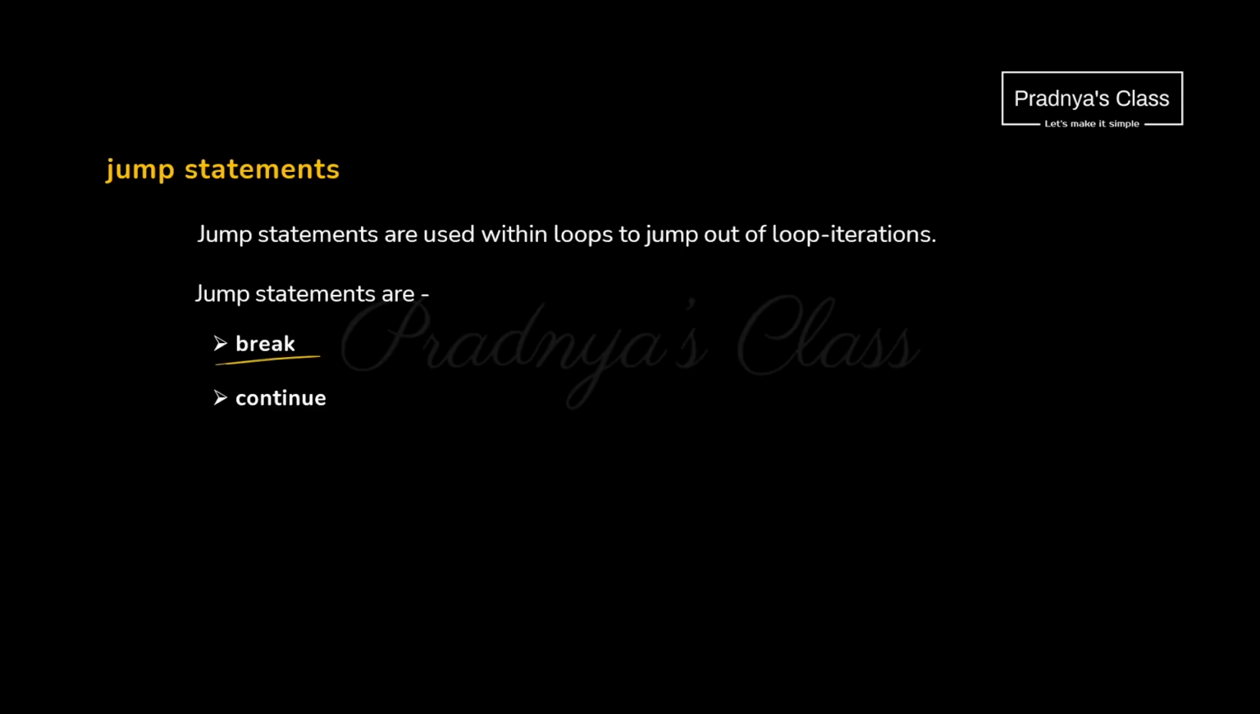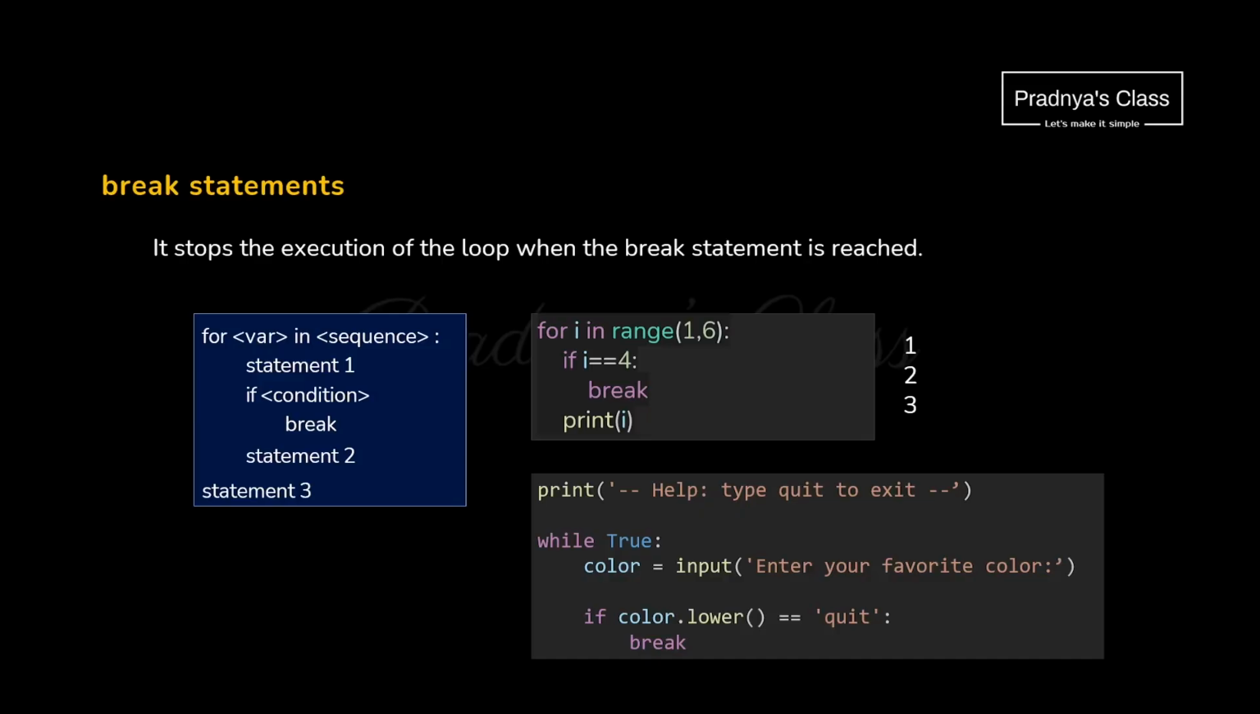Already we got to know about one jump statement, that is break. There is one more jump statement, continue. So let's check it out. Whenever you want to terminate the loop in between, we use the break statement. It will be used along with if. Look at this example. In this, I want to come out when the value of i is 4. Whenever break is encountered, the loop will terminate and the control will come out of the loop.